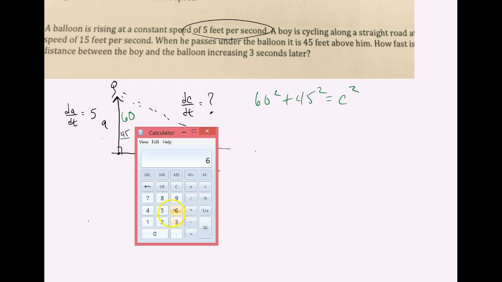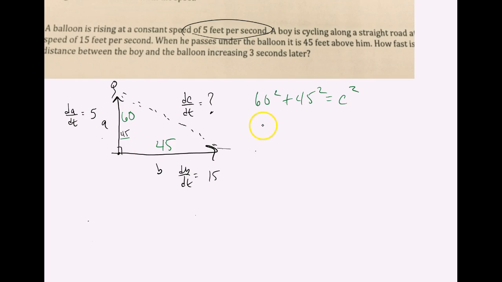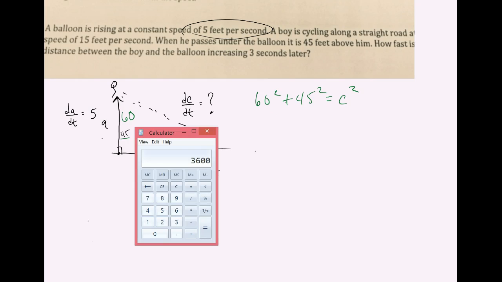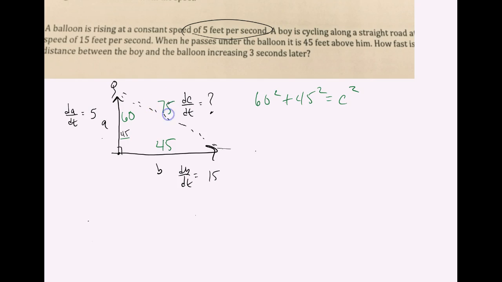Okay, 60 times 60 is, I should have known that. Okay, plus 45 times 45. Oh man, it's not going to let me do that. 45 times 45 equals that, plus 3,600. Okay, so I'm getting 5625. I wonder if that has a square root. Oh my gosh, it does. It's a beautiful day. Okay, 75 is what my calculator gave me. So now we know the lengths of the sides, and now we're ready to do some derivative stuff.